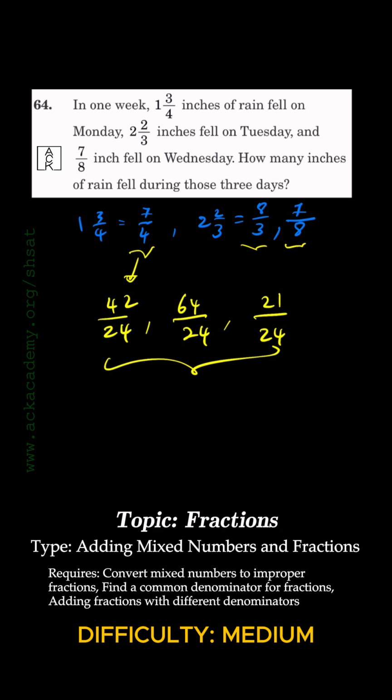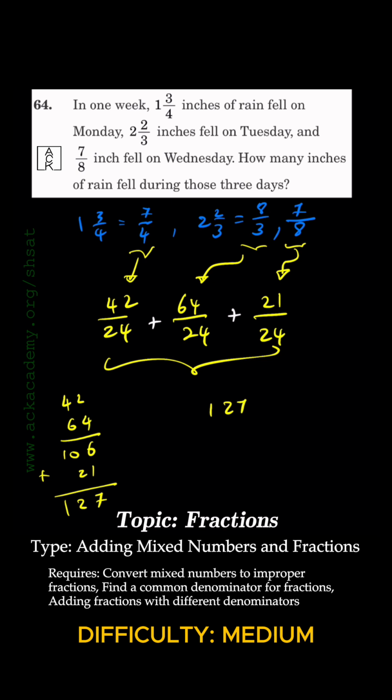So actually, I will boom, boom. Okay, so now it is 42 plus 64, 6, 10 plus 21, 7, 127/24. Okay, and now let's say you want to bring that back to this kind of way.